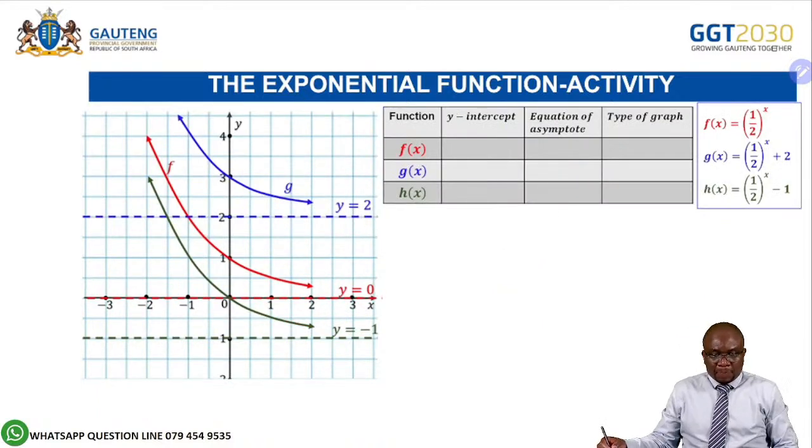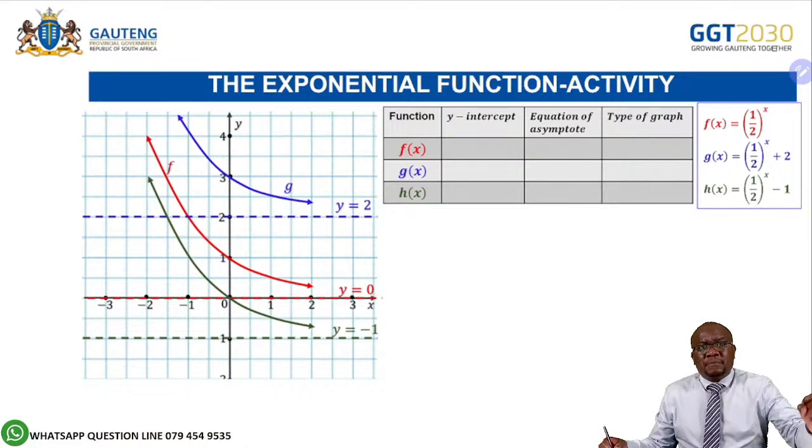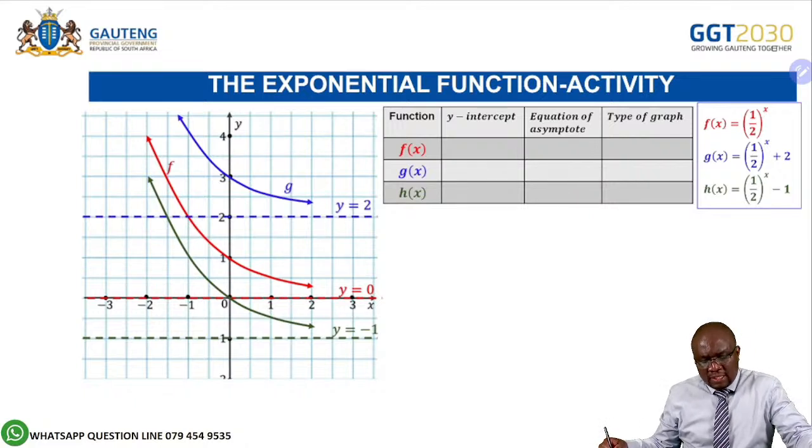I want you to discuss the y-intercept, the equation of the asymptote, and the type of the graph. Is it increasing or decreasing? And on top of these, I want you to discuss the domain and range.